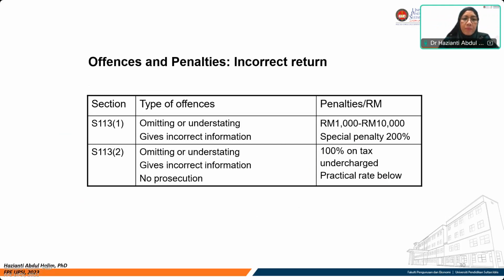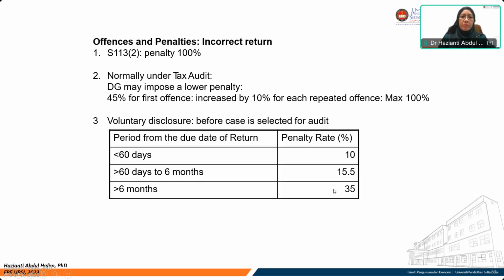Omitting or understating or giving incorrect information, right? So special penalty 200%. And they have their own practical rate, the table of practical rate.